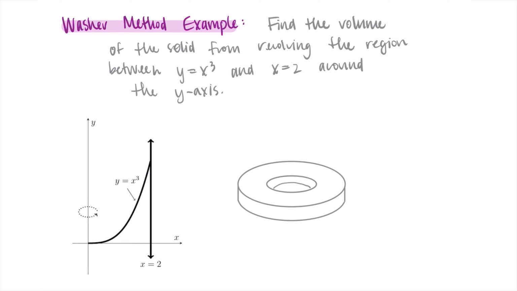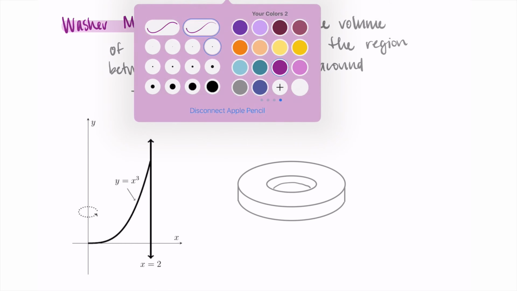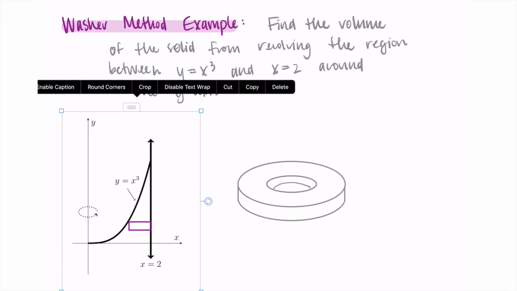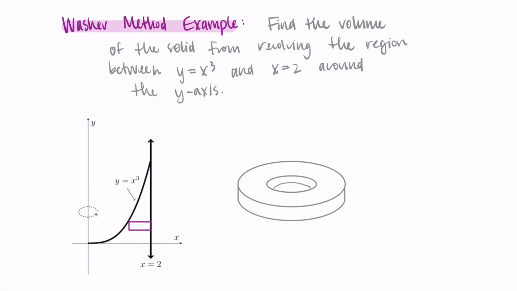So the idea here is that we are taking these little washers. Sorry, let me draw the rectangle that I'm trying to indicate here. We have this little rectangle that's going to sweep out our washer, and we're going to be adding those washer volumes up together.